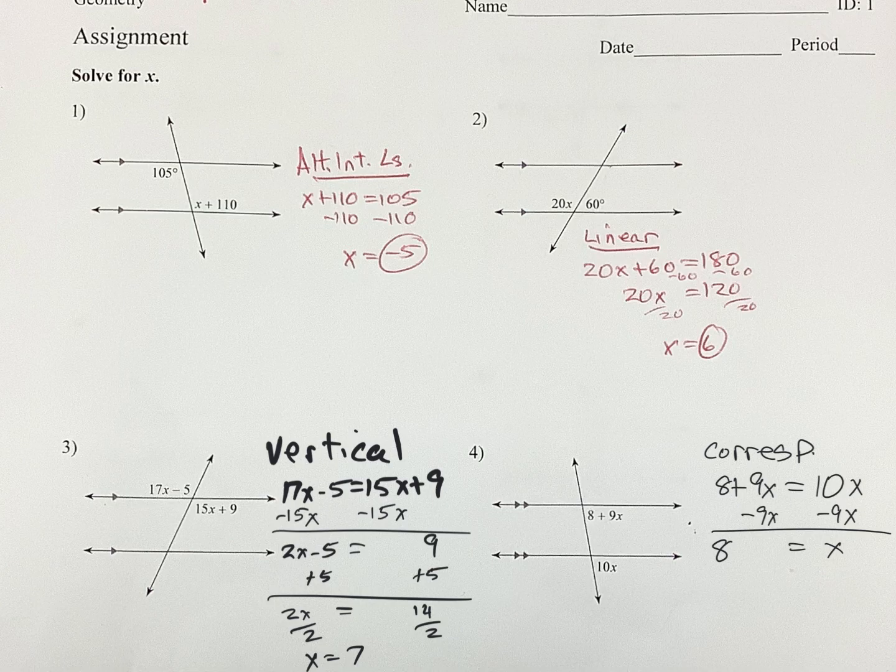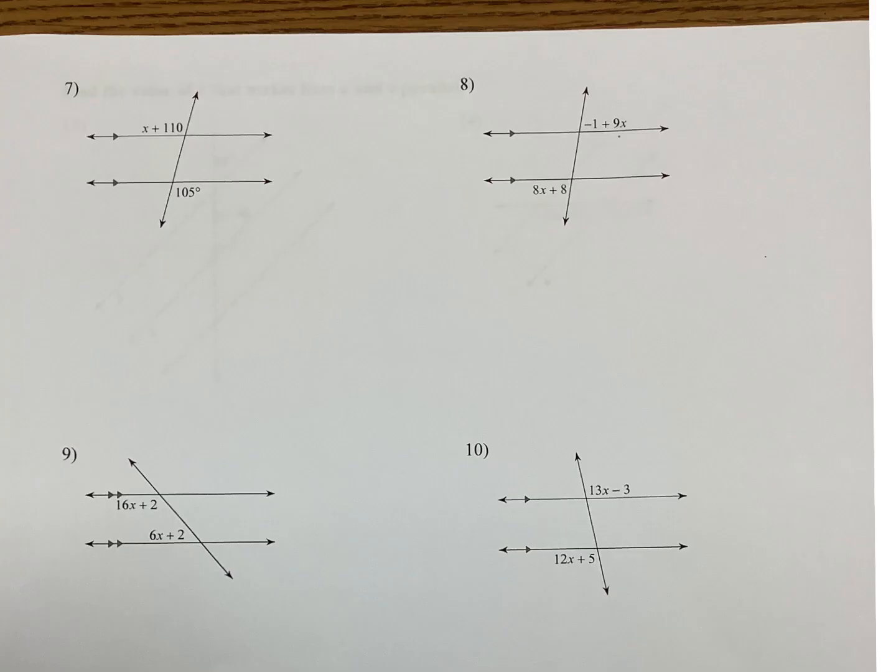And now you separate the 21 from the x by dividing, and x is equal to 3. The next page. All right, number 7. Again, they're alternating around the transversal, and they're on the outside of the parallel lines. So that is alternate exterior angles.